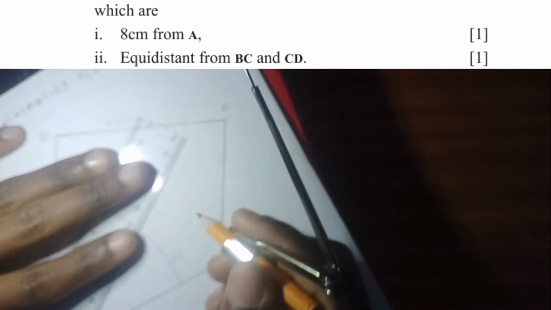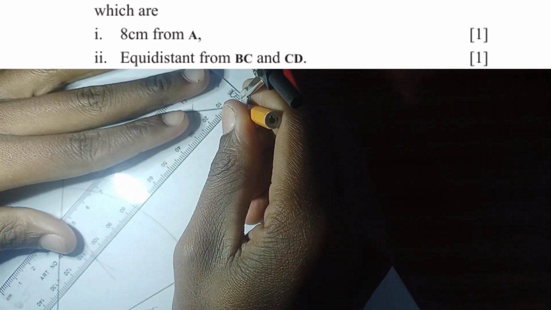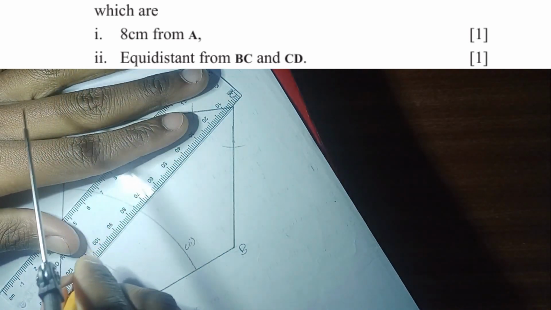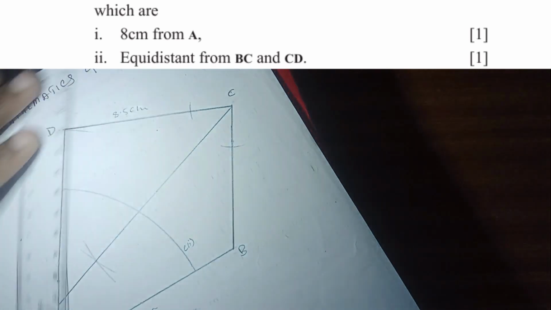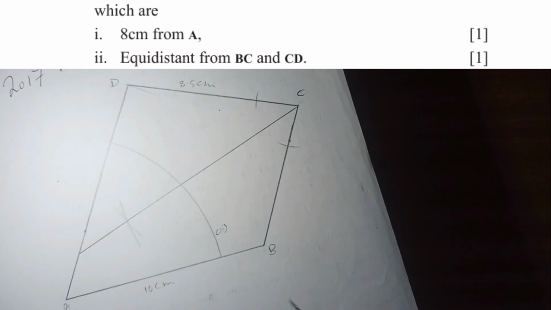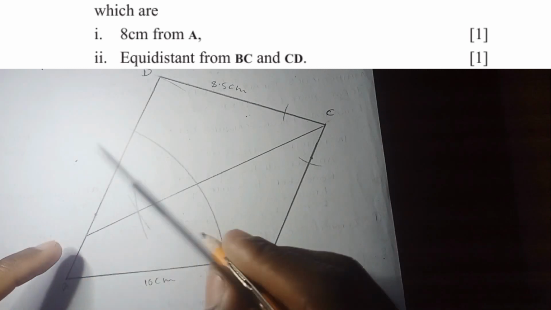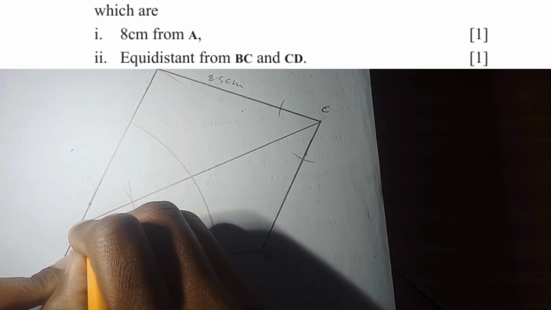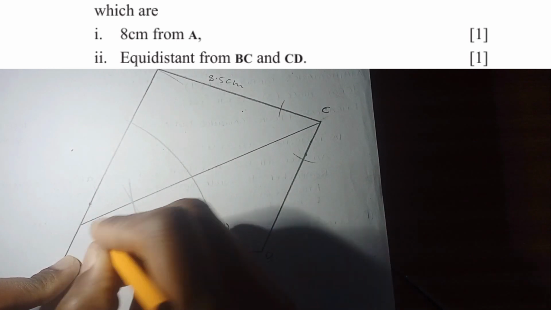Now let me just join that point to that point. As you can see, we have created our angle bisector. So that's our angle bisector right there. Hopefully you're following along. Then this is question C(i), so I'm just going to indicate C(ii) for the second part of C.